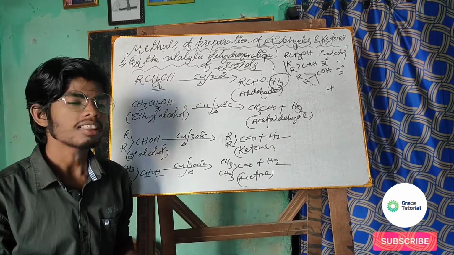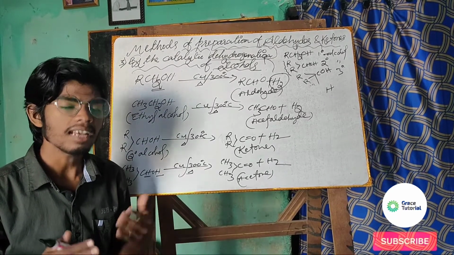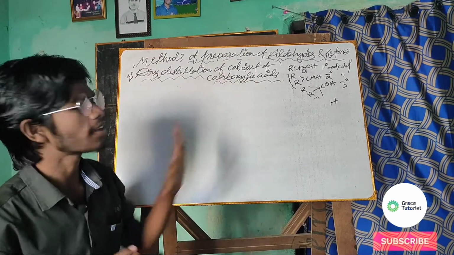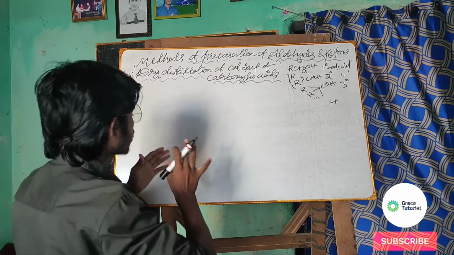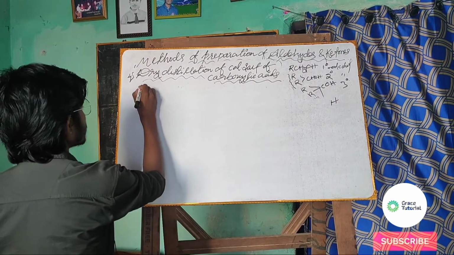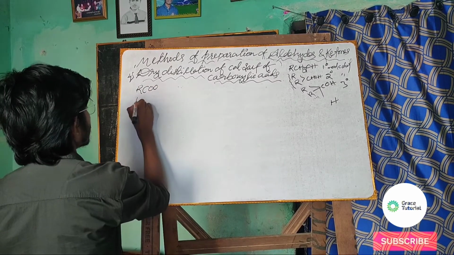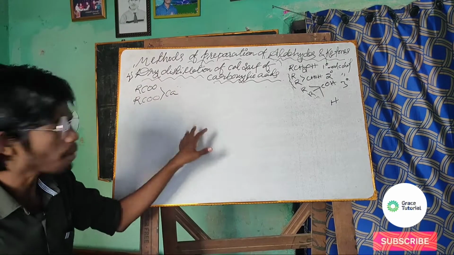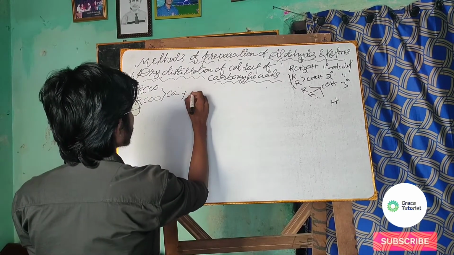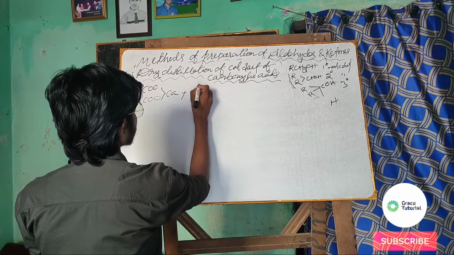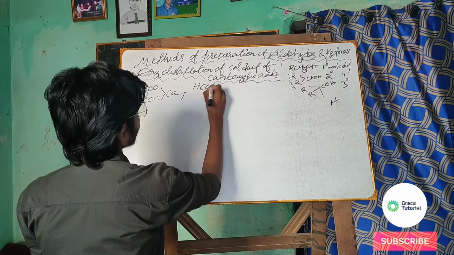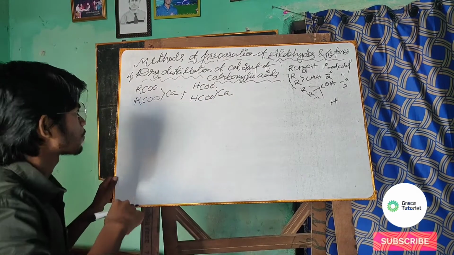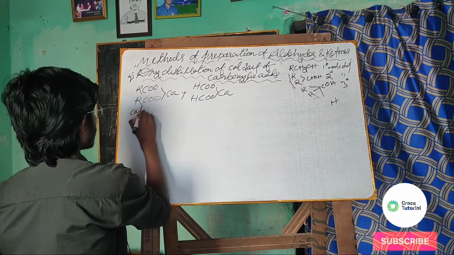Now we will move on to the fourth method for the preparation of aldehydes and ketones, by dry distillation of the calcium salt of carboxylic acid. Here let us take a mixture of the calcium salt of carboxylic acid, RCOO, RCOO, calcium. This is the calcium salt of carboxylic acid, which we take with HCOO, HCOO calcium, and it is calcium formate. So this is the calcium salt of carboxylic acid.